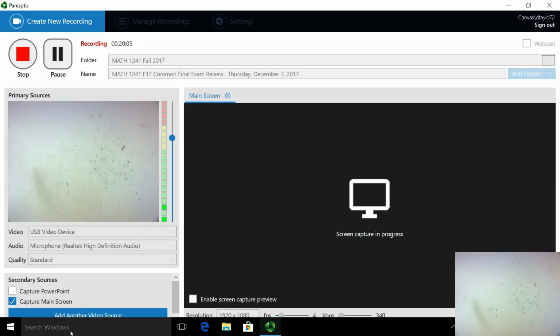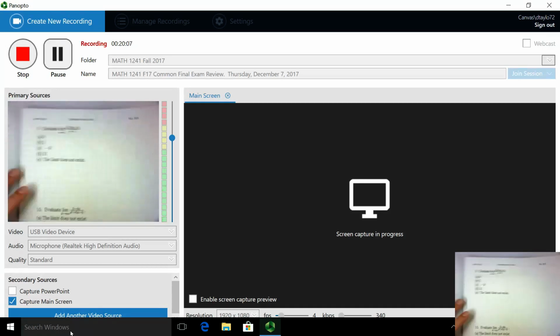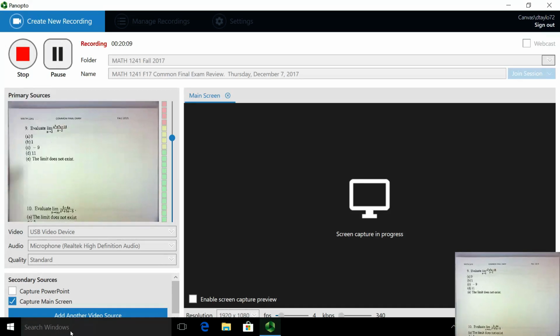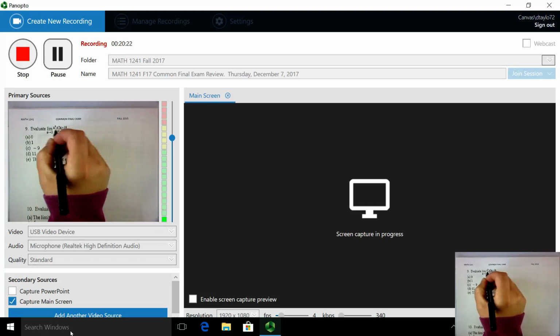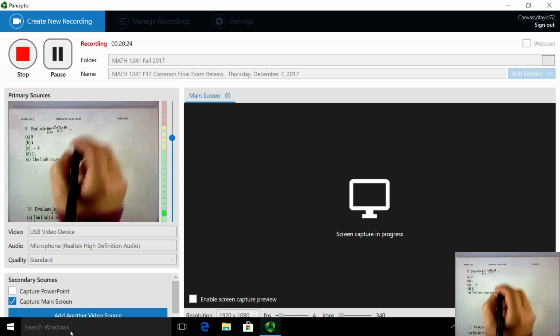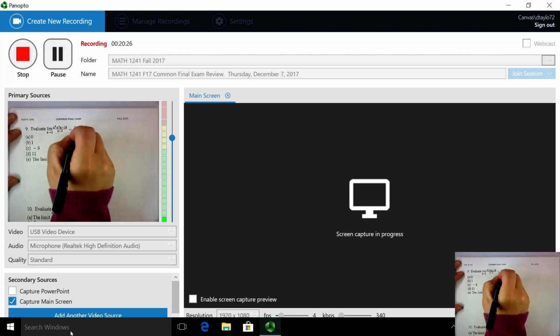All right, problem number 9. It wants me to evaluate the limit as x approaches 2 of x squared plus 7x minus 18 divided by x minus 2. So if we plug in this number 2, we will get 4 plus 14 minus 18, which is equal to 0 over 0.